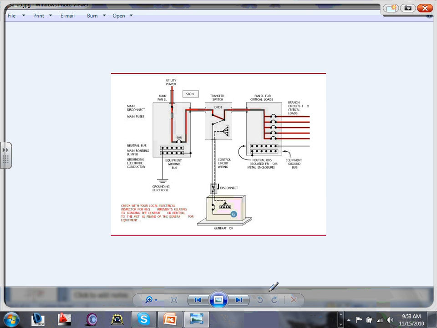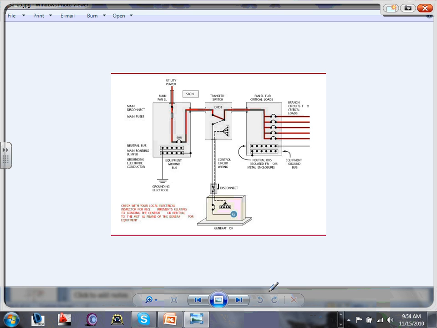Second, if this is a single phase, you need a 2-pole transfer switch. One pole for phase A or hot A, the second pole for hot B. If you want to transfer the neutral too, you need a third pole. You're going to hear 2-pole transfer switch, 3-pole transfer switch, 4-pole transfer switch. In a 3-phase, if you have a separately derived system, you hear them talk about a 4-pole transfer switch. Pole 1 is going to transfer phase A, phase B, phase C, and a neutral.